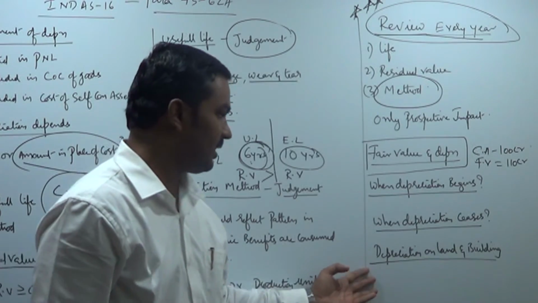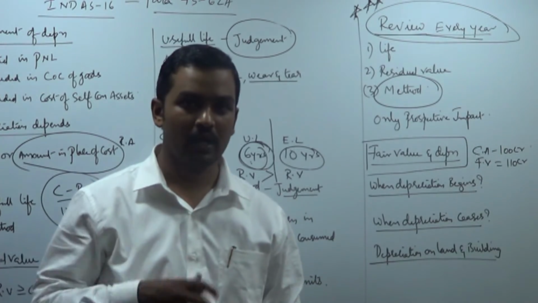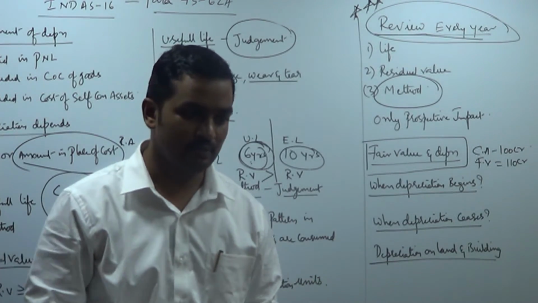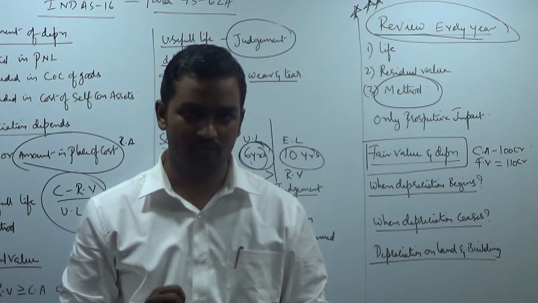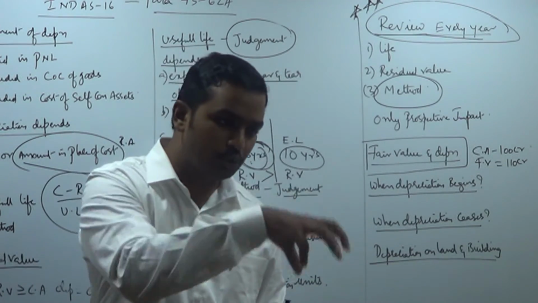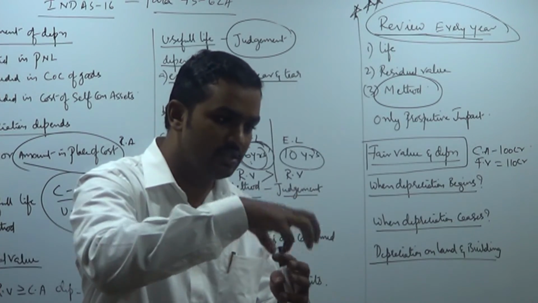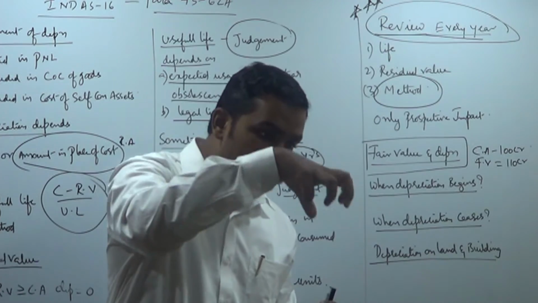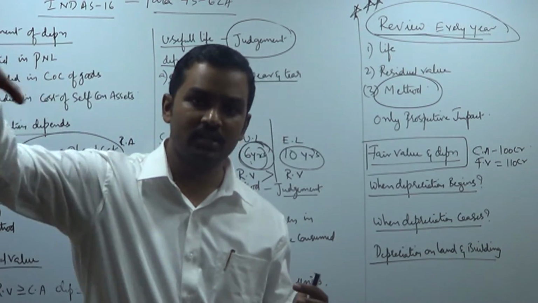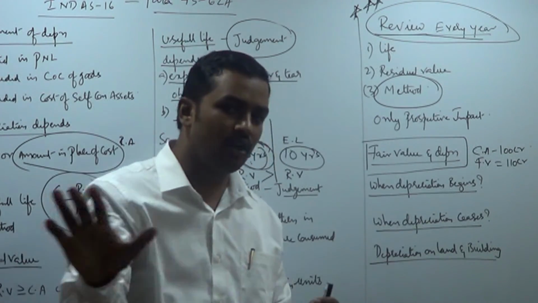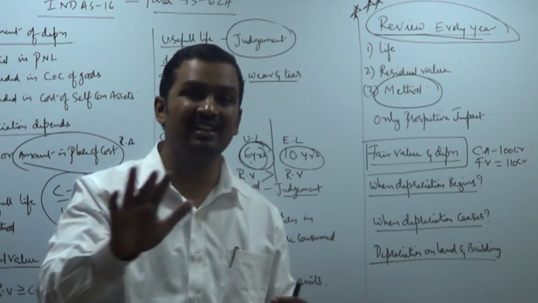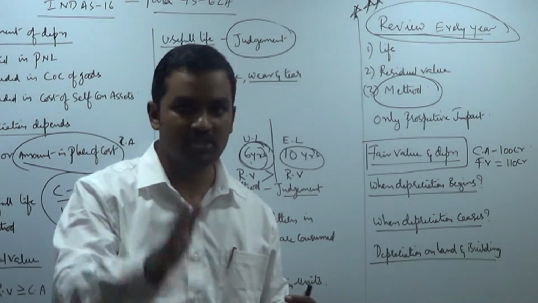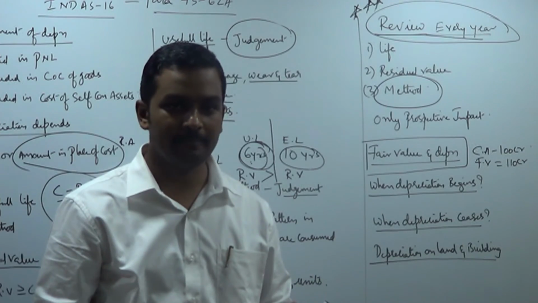Okay. Next, depreciation on land and building. How should we depreciate land and building? Suppose I have acquired land and building together. What the standard says is, out of the total cost, find out the cost allocated to land and the cost allocated to building. Building would be depreciated over its useful life, whereas land will not be depreciated because it has unlimited useful life. So this is the concept with respect to land and building.